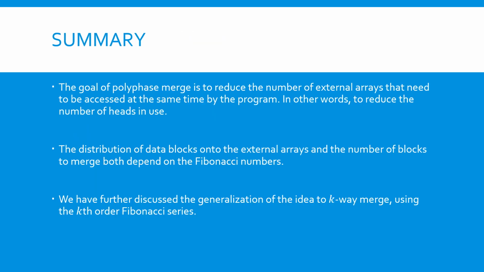In summary, we have discussed the polyphase merge technique for external sorting. The goal of polyphase merge is to reduce the number of external arrays that are being accessed simultaneously. In other words, the number of heads in use. We have shown the details of polyphase merge and discussed its relation with the Fibonacci series for both the two-way merge case and the more general k-way merge cases.